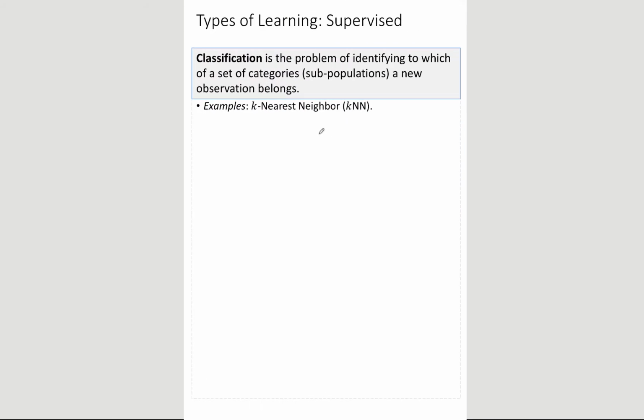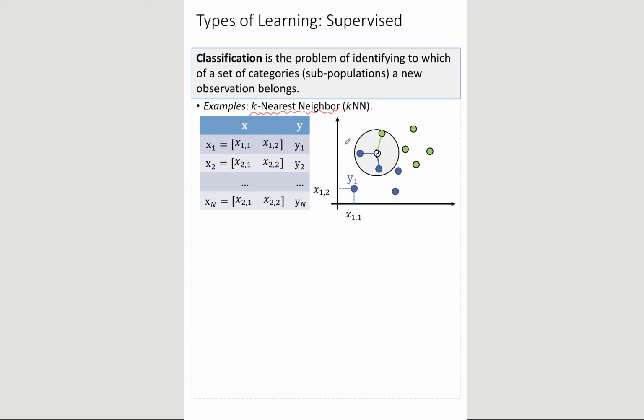Classification is the problem of identifying to what categories a new observation belongs to. One of the effective but simple classification algorithms is k-nearest neighbor. This algorithm falls in the instance-based learning category. That means k-nearest neighbor does not require explicit learning. It simply compares new observation with k-similar observation in the training set. Then the new observation is labeled based on the majority voting of k-closest instances. So in this case, this observation would be classified as class blue.